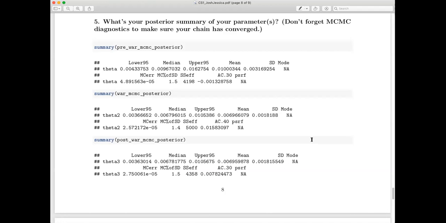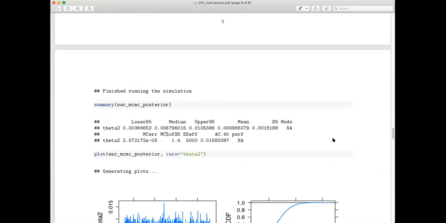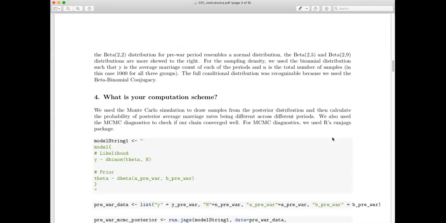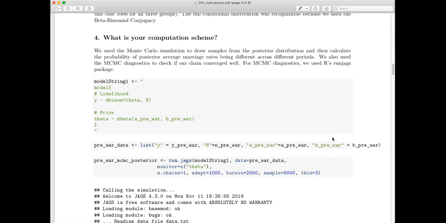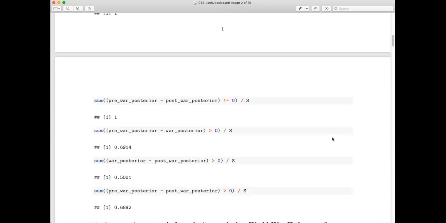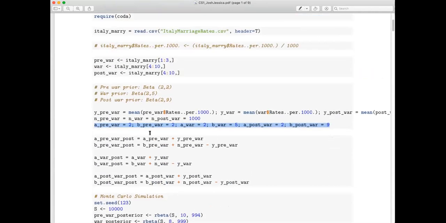Did you divide the data by 1,000 first? Divide which value? All the data, did you divide them by 1,000 to get a number between 0 and 1? Yeah. So I specified the y as the marriage count, and then I specified n to be 1,000. Because this is a known distribution, we could just use y, a, b, and n to calculate the posterior distribution parameters.